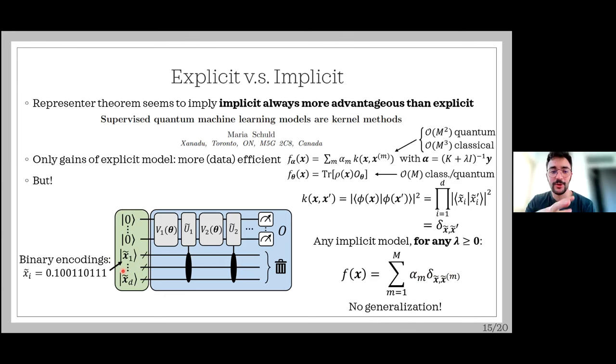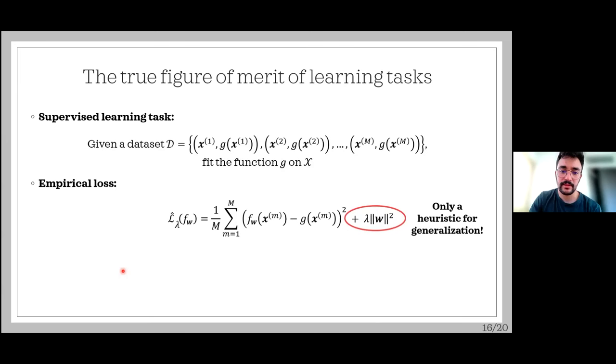I hope this clarifies what the catch is here. When you only look at the representer theorem, this regularization term, which we talked about a lot when I first introduced it, is only a heuristic for generalization. If you don't consider what this regularization is actually doing and where it comes from, you can construct cases like the explicit model I just presented, where this regularization doesn't help at all for generalization.